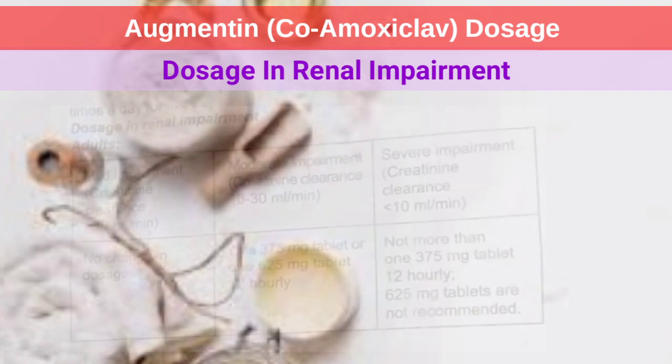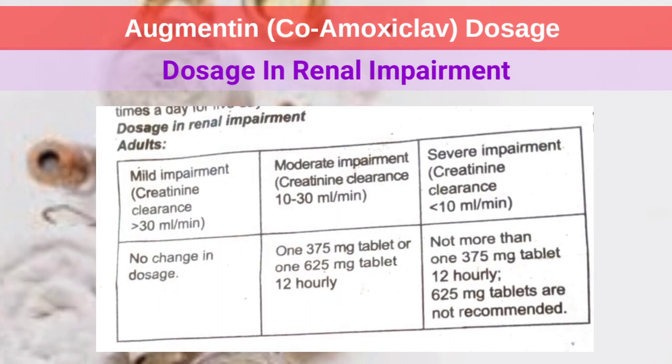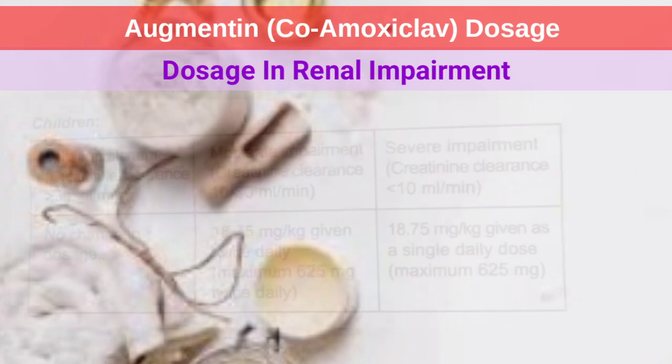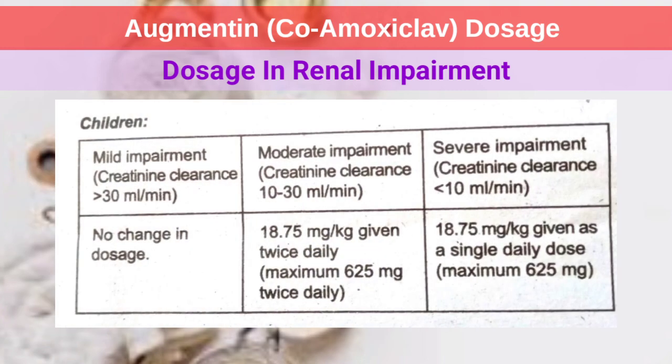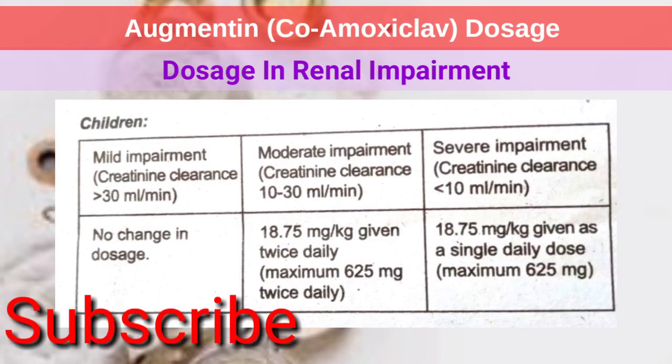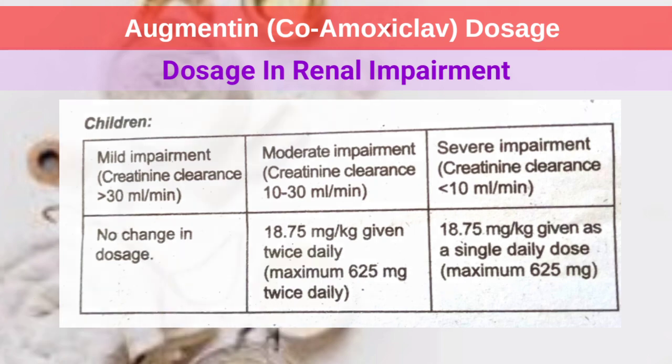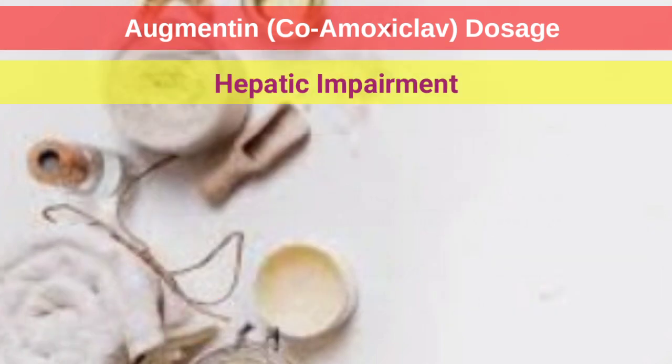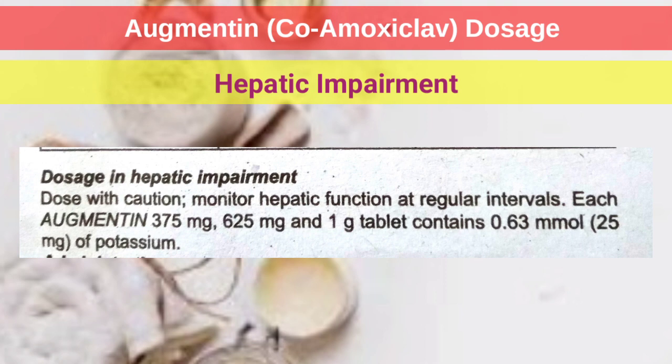Okay, now dosage in renal impairment. See on your screen the dosage in renal impairment for the adults and the children. Now I'm going to tell you about the dosage in hepatic impairment. So dose with caution and monitor hepatic function at regular intervals. Each Augmentin 375 mg or 625 mg and 1 gram tablet contains 0.63 ml.